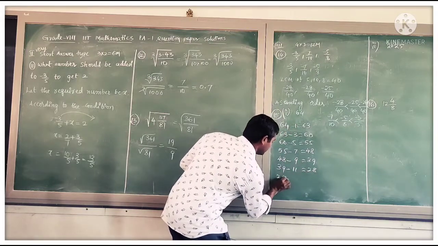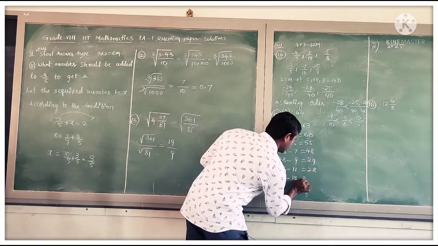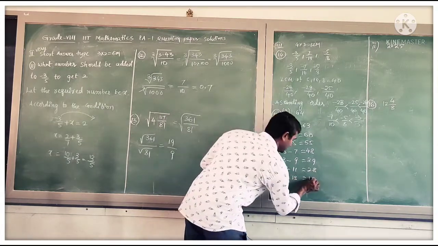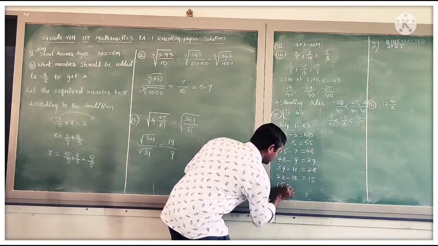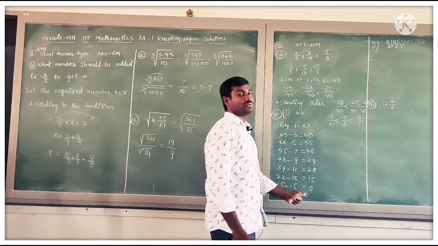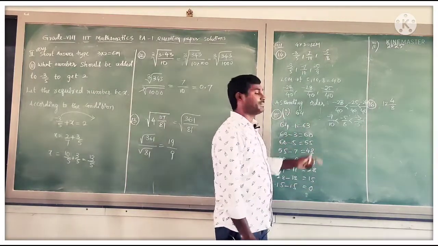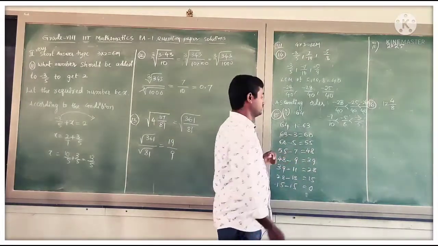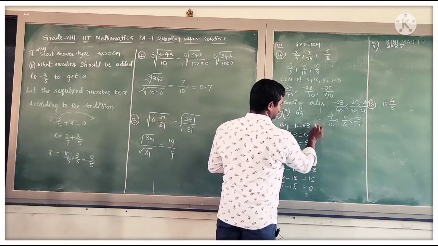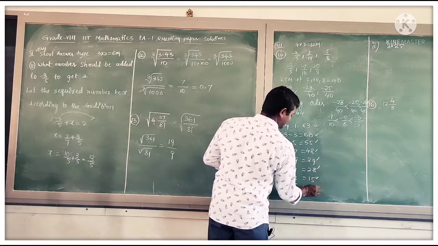So 28 minus 13, 15 will come. Next, 15 minus the next odd number, 15. So we will get 0. Until we get 0, we need to subtract. So how many subtractions have we done? Let us count. 1, 2, 3, 4, 5, 6, 7, 8.